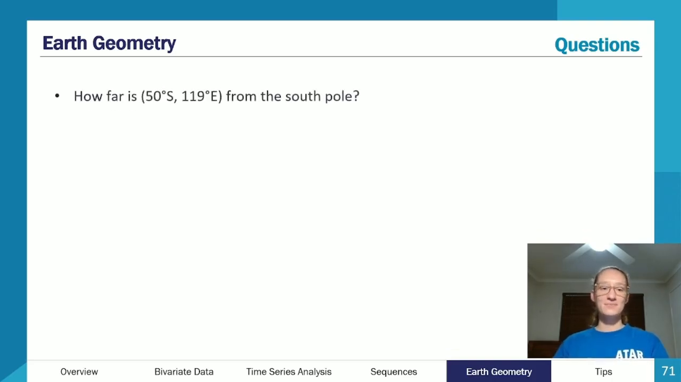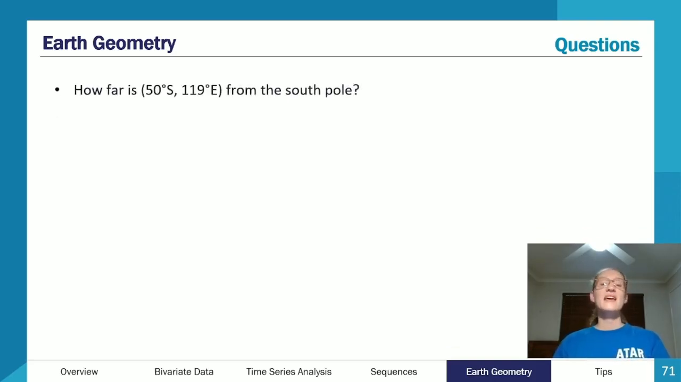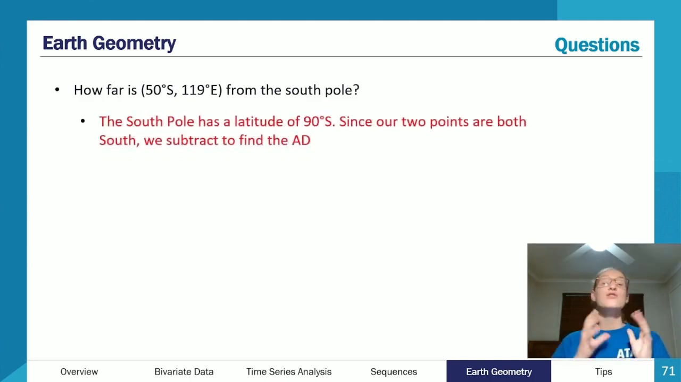So this question is, how far is the position 50 degrees south, 119 degrees east from the South Pole? The interesting thing here is we're actually not given a coordinate, but because we're told it's the South Pole, we can work backwards and figure it out. The South Pole has a latitude of 90 degrees south. And since our 2 points are both south, we subtract to find the angular distance.